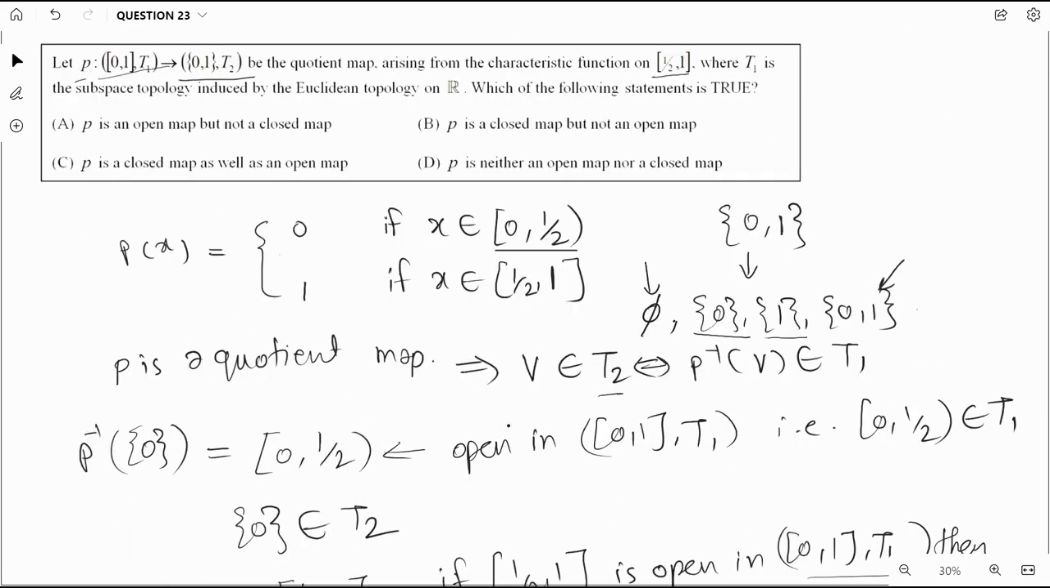So let's check which option is correct. It's option D: P is neither an open map nor a closed map. So D is the correct option.